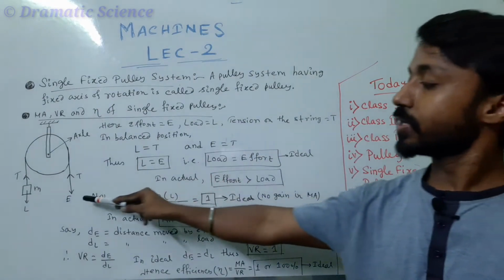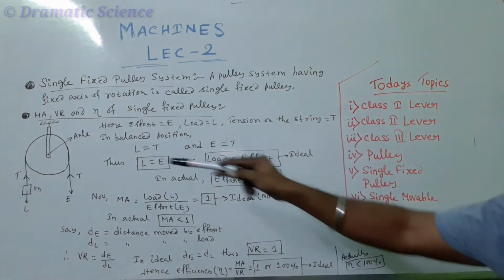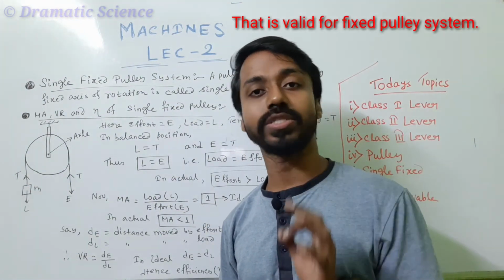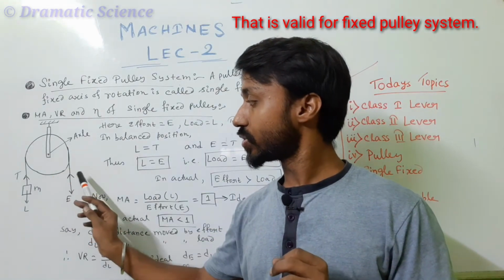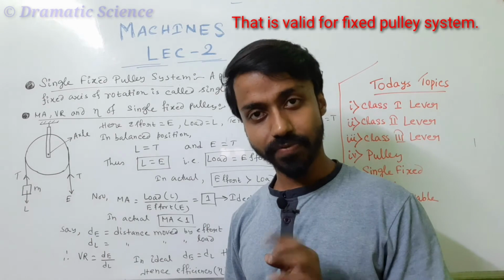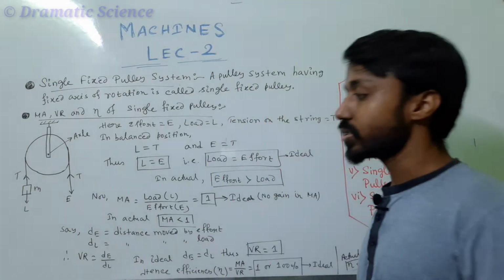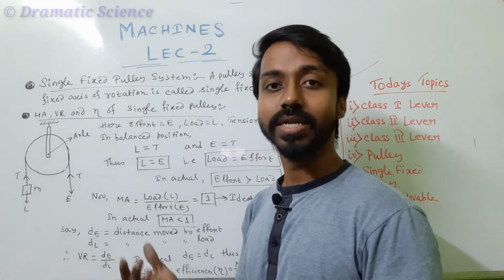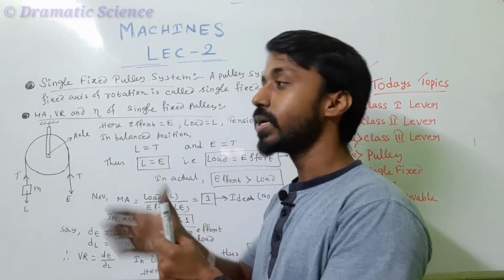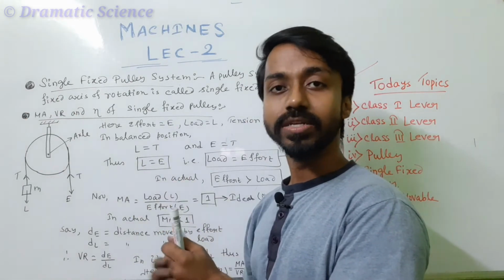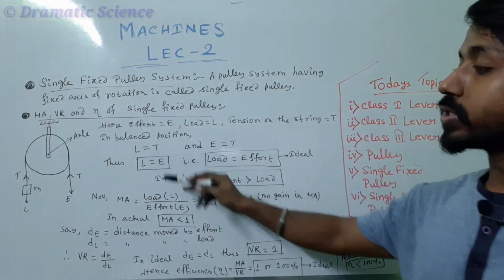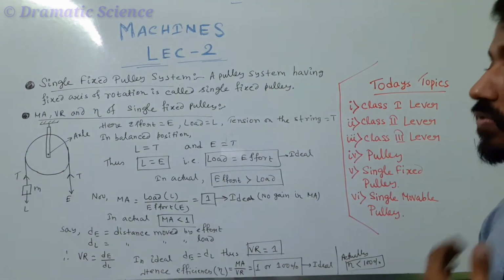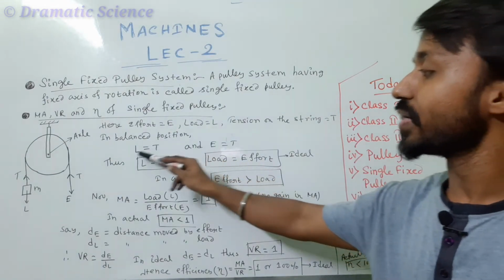So effort equals E, load equals L, tension on the string is T. One thing you must remember, that tension always acts towards the center. This one is the center, so T towards the center, T towards the center. That's a fixed rule. So in balanced position, suppose you are applying effort and you are balanced at a certain time, that means you are applying E and the load is acting, they both get the same. That's why L equals T, that means load equals this tension, effort equals this tension. So this says that load equals effort, right?